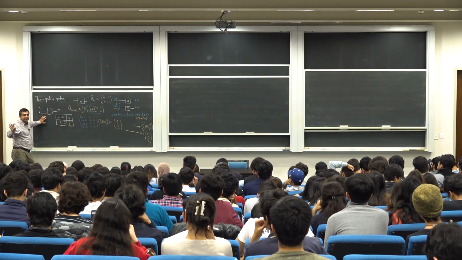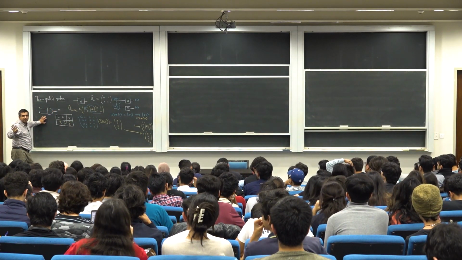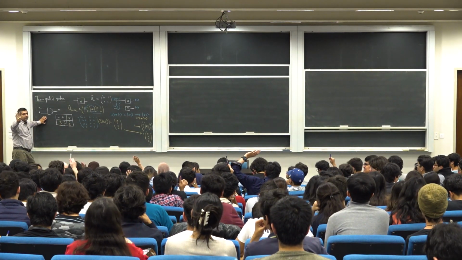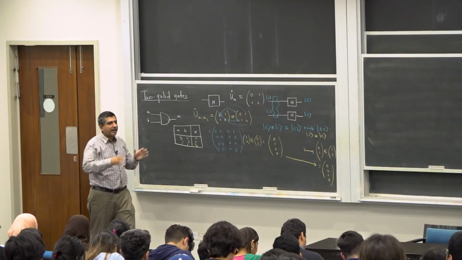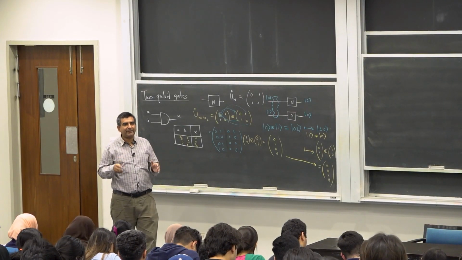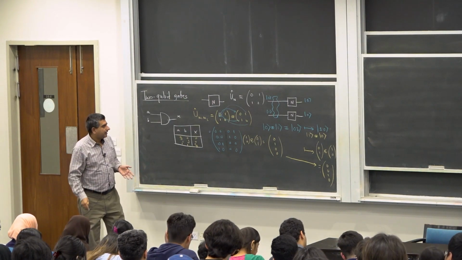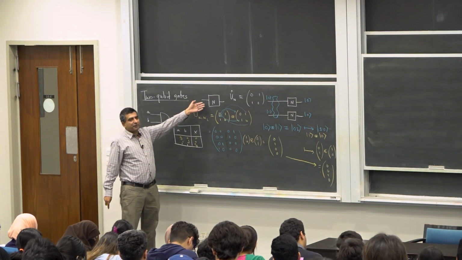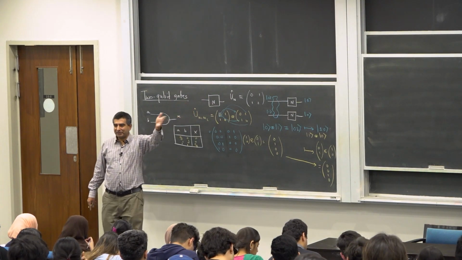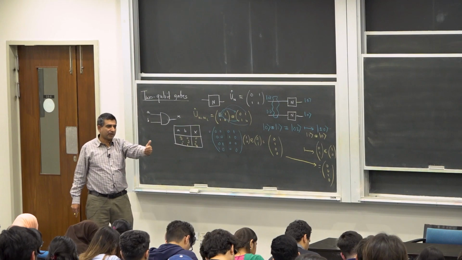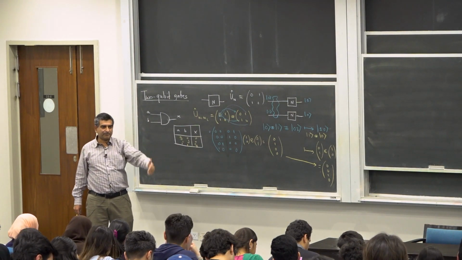Everyone is familiar with AND gates, correct? Does anyone not know what an AND gate is? All right. So an AND gate or any gate takes in certain inputs and gives you an output. For example, this is a NOT gate. Do you by now know what a NOT gate is? A NOT gate takes 0 and churns out a 1, takes 1, churns out a 0.